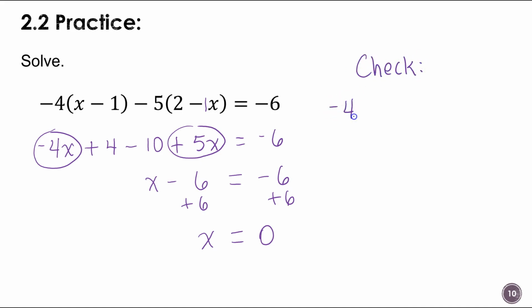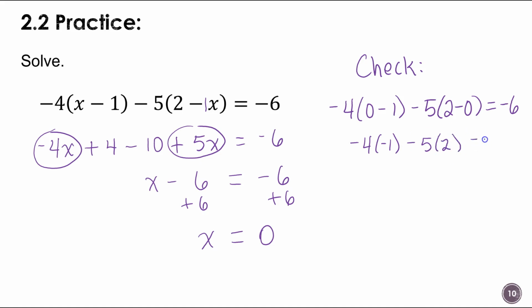Okay, so we're going to have negative 4 times (0 minus 1) minus 5 times (2 minus 0) equals negative 6. So on the first one, we have negative 4 times negative 1 minus 5 times 2 equals negative 6. When I multiply a negative times a negative, it's positive. That's a positive 4 minus 10 equals negative 6. So 4 minus 10 is negative 6, and you see that this does check.